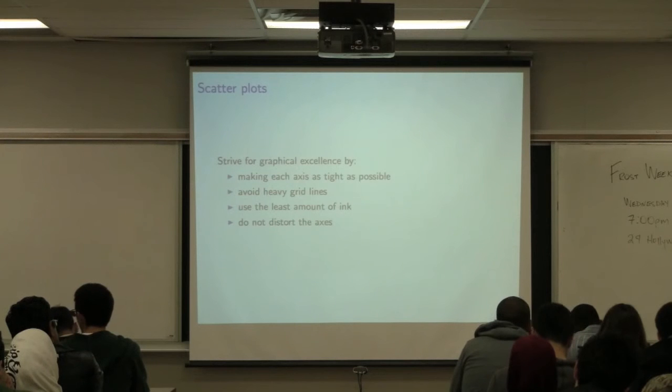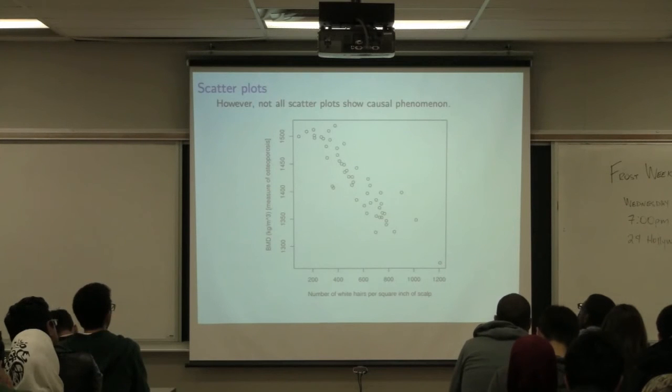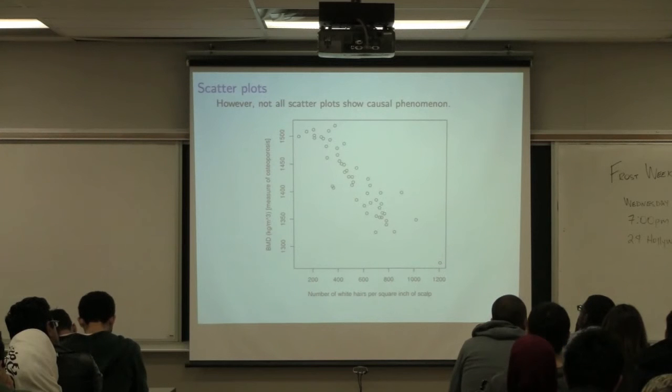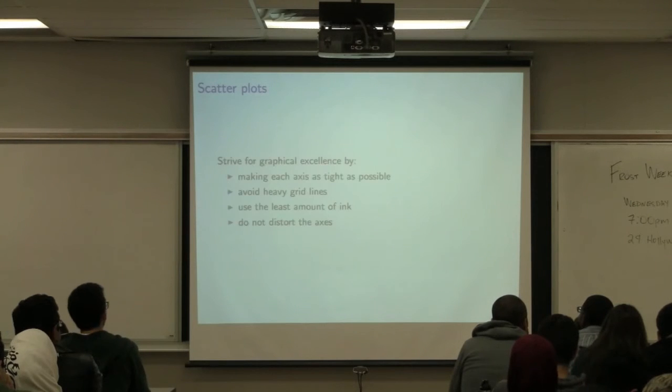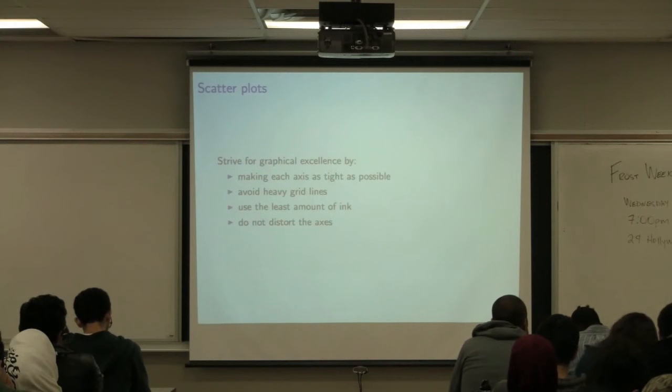Avoid heavy grid lines. Notice here in R, no grid lines by default. If you want to add grid lines, you have to manually add that in. And that's because the human eye, in many cases, doesn't need grid lines. We are excellent at drawing vertical and horizontal lines without them actually being present. There's very minimal use of data ink, and don't distort the axis.